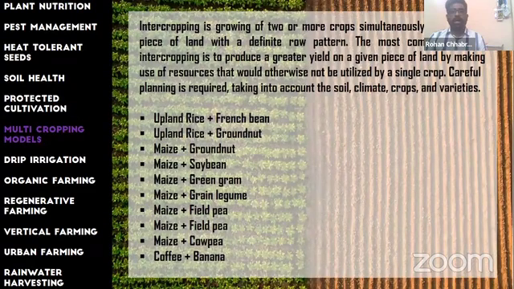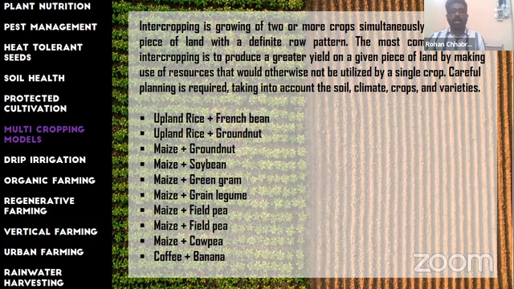Then multi-cropping model. So intercropping is a method of growing two or more crops simultaneously on the same piece of land with a definite row pattern. The most common goal of intercropping is to produce a greater yield on a given piece of land by making use of resources that would otherwise not be utilized by a single crop.